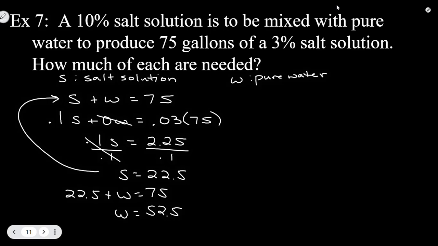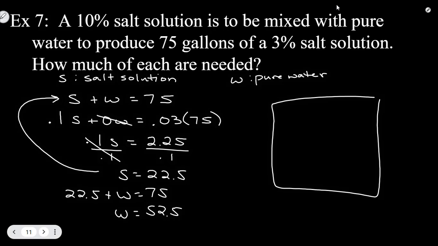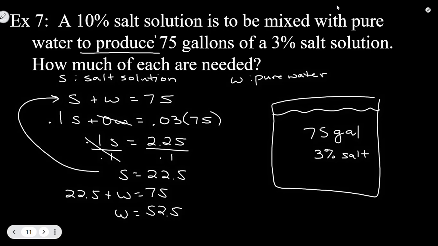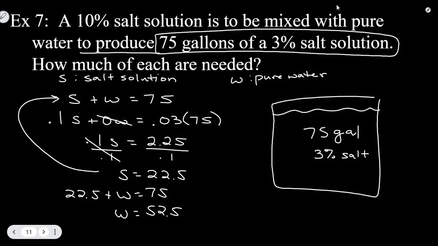I don't really understand the wording of this. If I looked at this and you didn't explain it, I wouldn't have gotten it. Okay, let's draw a picture. We've got this big container, and when we're done, we're going to have 75 gallons of stuff. They are telling us that that 75 gallons of stuff is going to be 3% salt solution. It doesn't mean 75 gallons of all this stuff. A 3% salt solution means that 3% of that 75 gallons is salt.